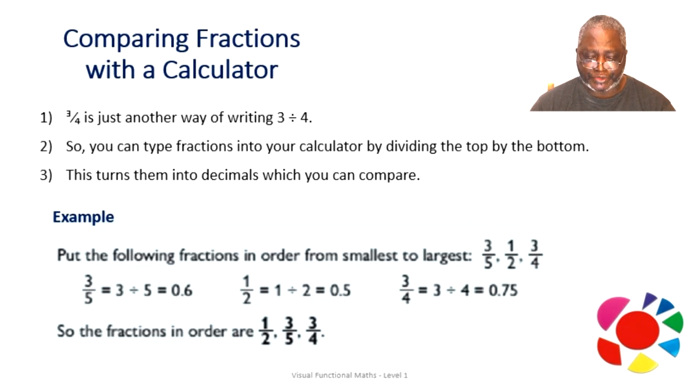The smallest there is 0.5, which is a half. The next is 0.6, which is 3/5. And then the largest is 0.75, which is 3/4.